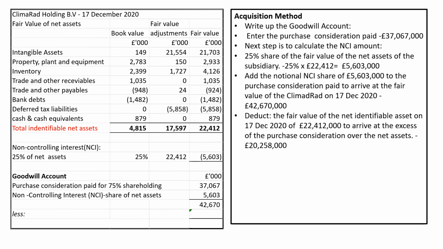We then take away or deduct the fair value of the identifiable net assets on the 17th of December 2020, which is the figure given, 22,412, to arrive at the excess of the purchase consideration over the net assets, which gives us a figure of 20,258,000.